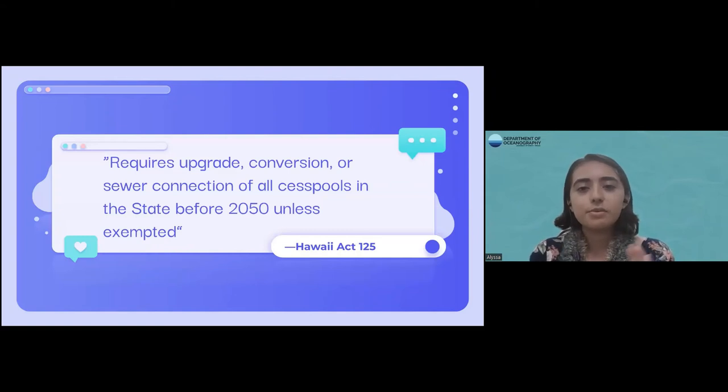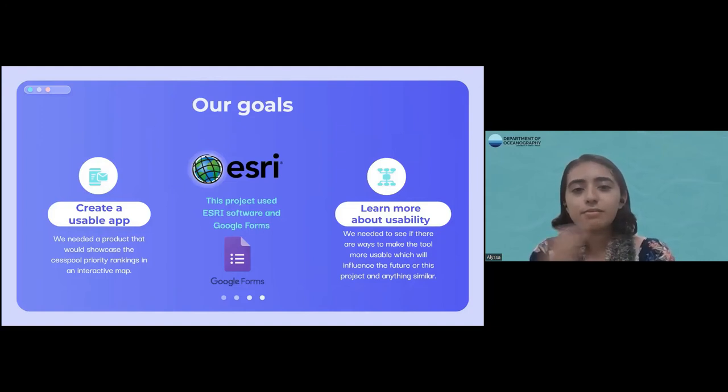And so in 2017, the state legislature recognized this huge issue, and they required the upgrade, conversion, and sewer connection of all cesspools in the state before 2050, unless exempted through Hawaii Act 125. And so for this project, I had two goals. I wanted to create a usable web app, and I also wanted to learn more about usability. And for this project, we used Esri software and Google Forms.